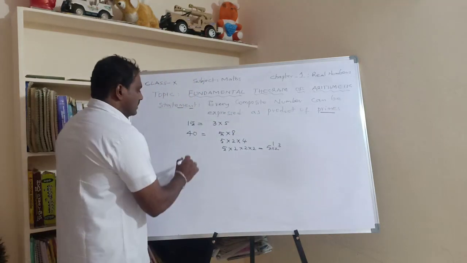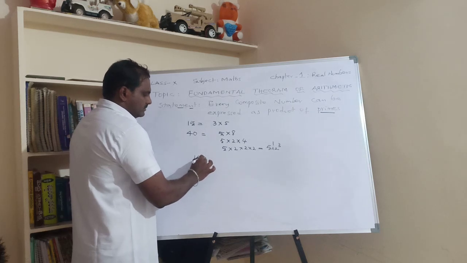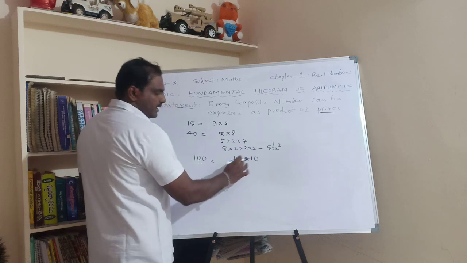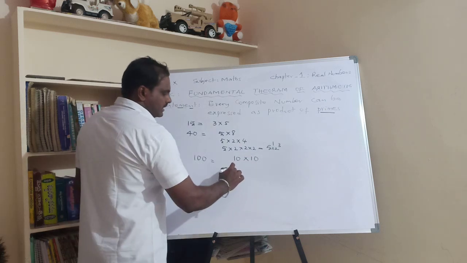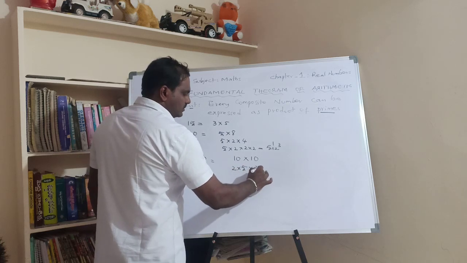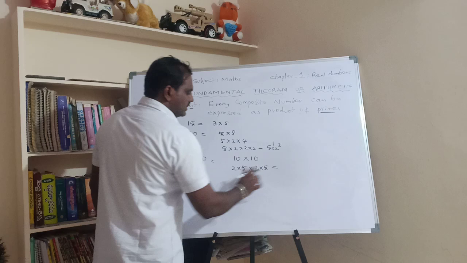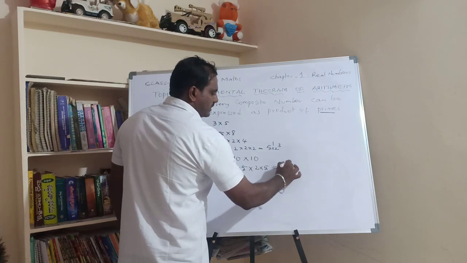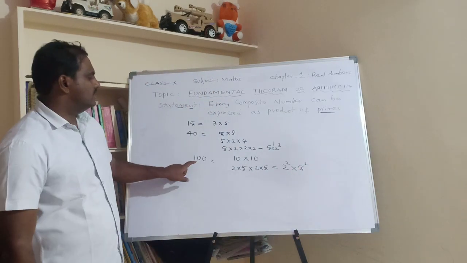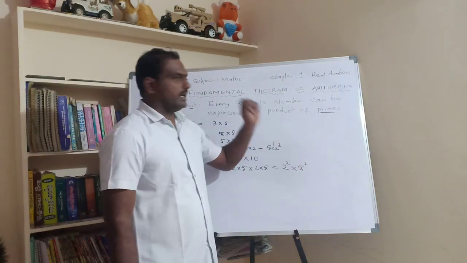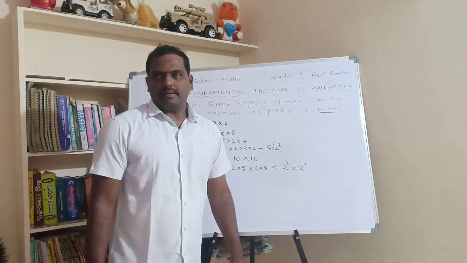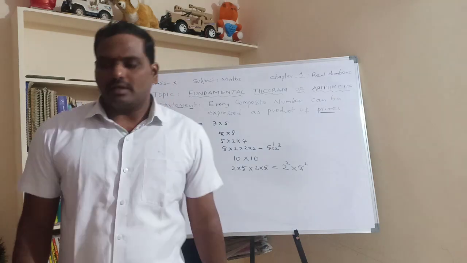Now I will take one more number, 100. How should I write 100? 10 into 10. 10 is not a prime. But 10 can be written as 2 into 5, and the other 10 can also be written as 2 into 5. So how can I write it? 2 into 2, that is 2 power 2, into 5 power 2. So look at this: 100 can be written as a product of primes. This is the fundamental theorem of arithmetic. Right? Now these are all small numbers.